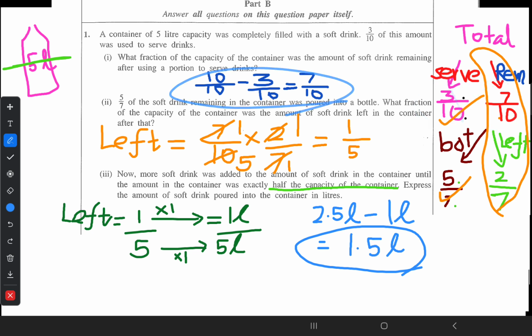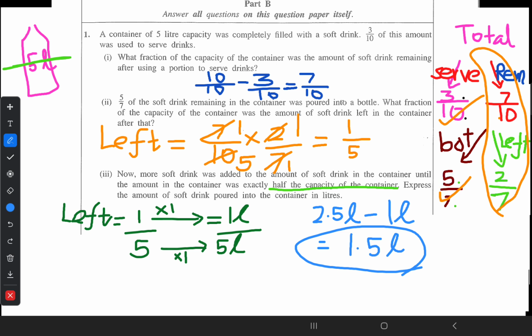We found the remaining. Then from that remaining, 5 upon 7 portion was used to pour into a bottle. After that, there is an amount of soft drink left. We found its respective fraction from 7 portions, 5 portions into the bottle. So remaining 2. That's how we found.